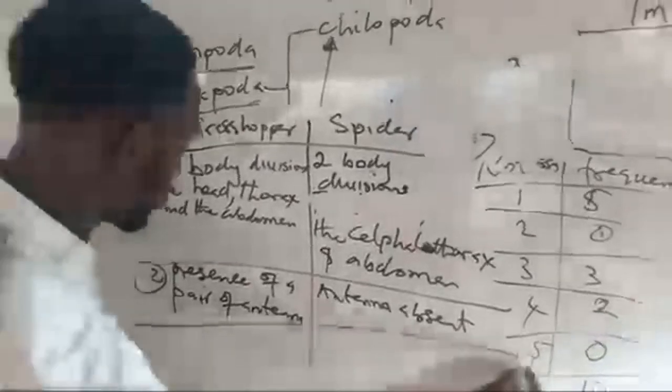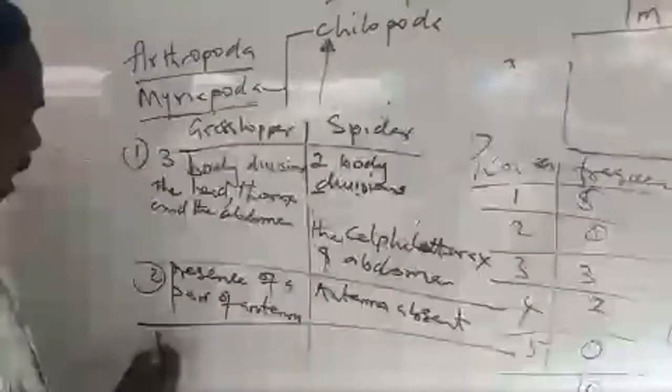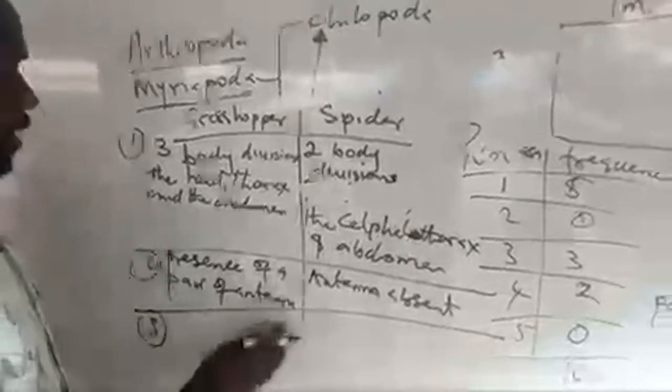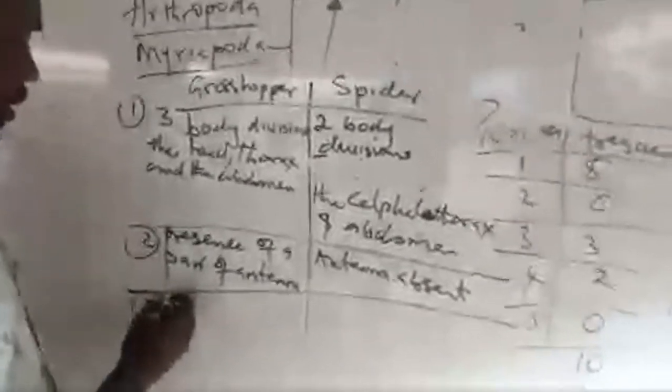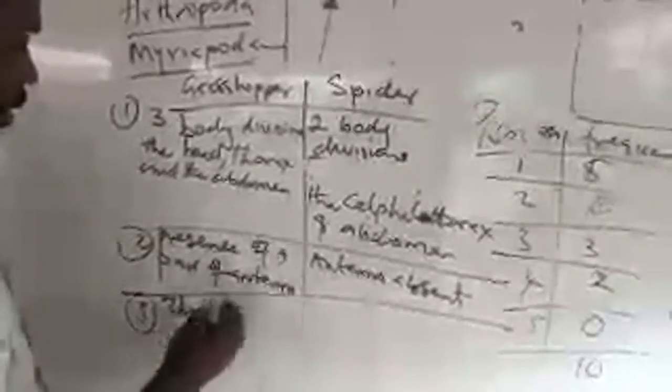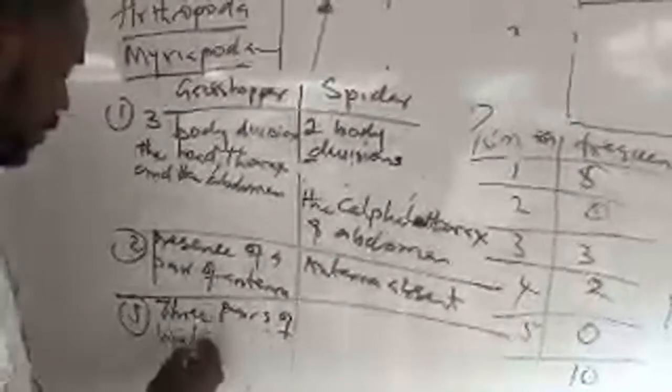Then another difference is that the grasshopper has three pairs of walking legs present, then spider has four pairs of walking legs. So these are the differences.